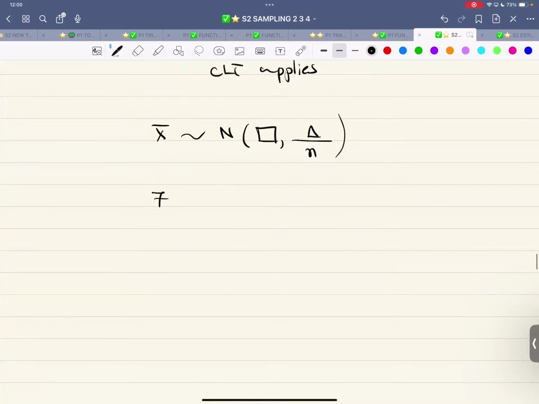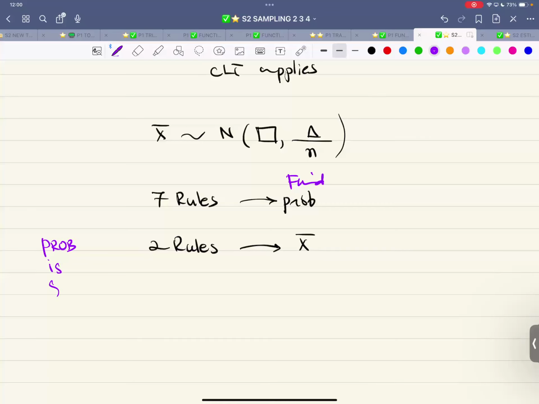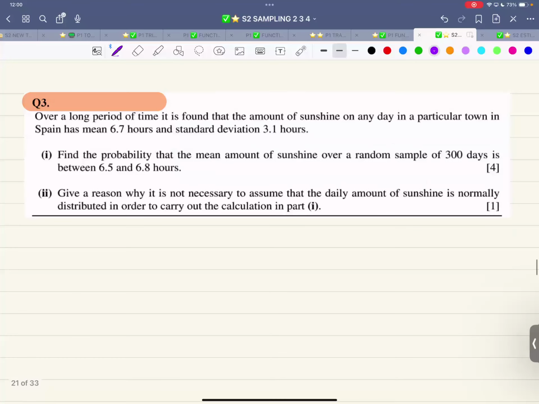Whether you are using the 7 rules to calculate probability, or whether you are using 2 rules to use probability to find X bar or something else. So in 7 rules, we find probability. In 2 rules, probability is given. And then they can ask for either n, like you have just seen in one of the questions, or something else. Now, this question, we did it in class yesterday.